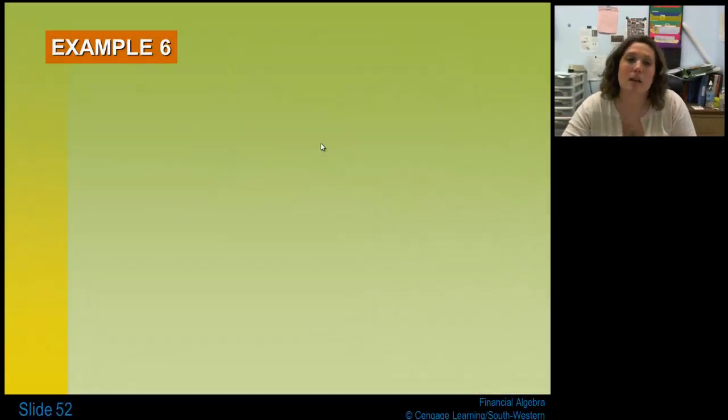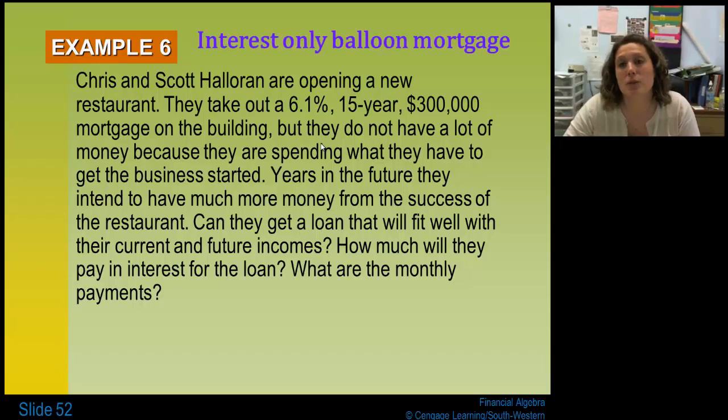Example 6. This one deals with the interest-only balloon mortgage. Chris and Scott Halloran are opening a new restaurant. They take out a 6.1% 15-year, $300,000 mortgage on the building. But they do not have a lot of money because they are spending what they have to get the business started. Years in the future, they intend to have much more money from the success of the restaurant. Can they get a loan that will fit well with their current and future incomes? How much will they pay in interest for the loan? What are the monthly payments?